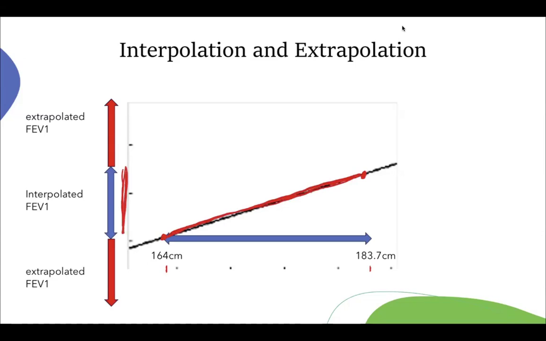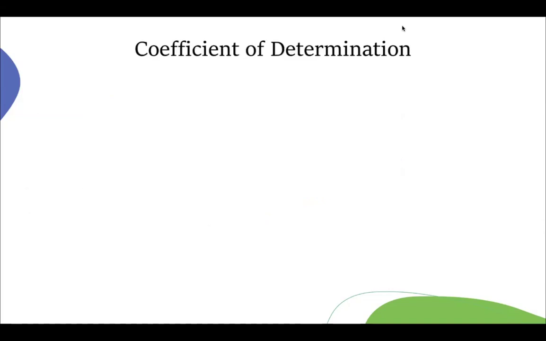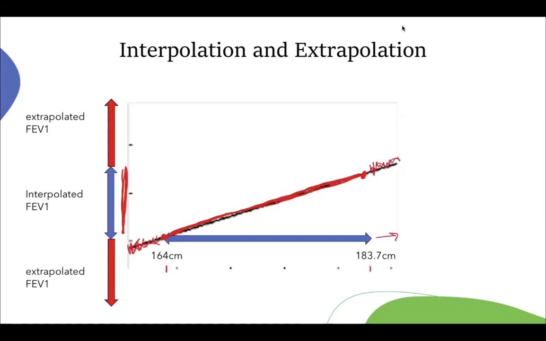Outside of that, 183.7, or on the other side, outside of the 164 centimeters, we have the other pieces of the graph, which give us the extrapolated data. So we are going to recognize that the interpolated data is more accurate and the extrapolated data is less accurate, less reliable. Okay.